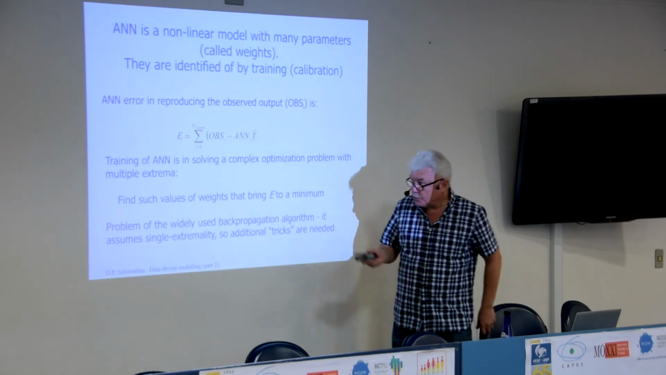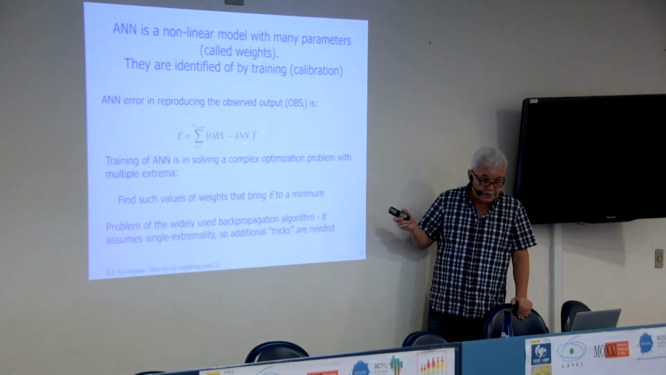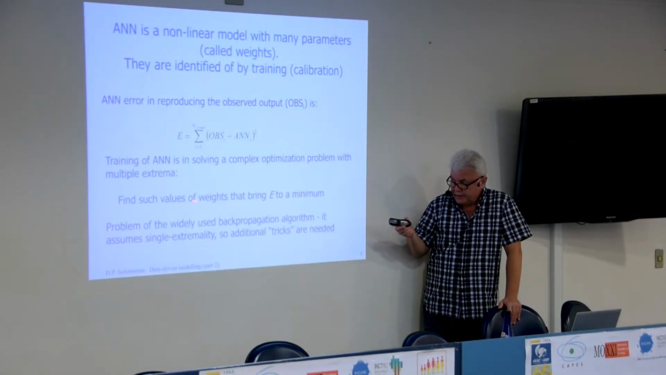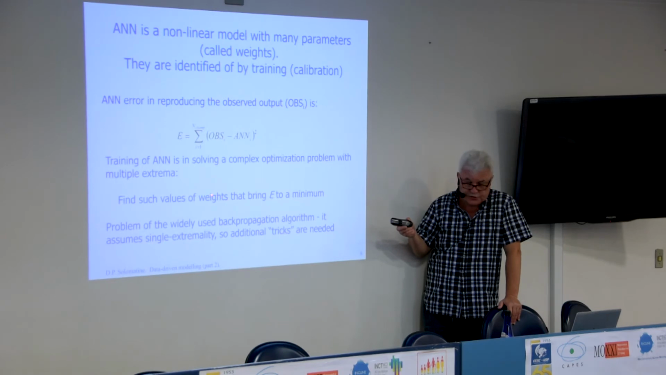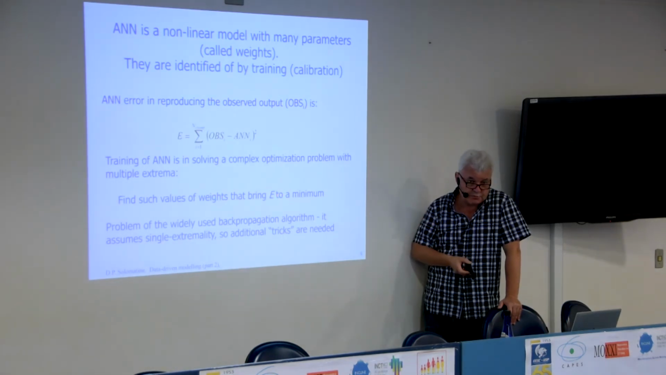So how do we find these weights? This is the error function. We use mean squared error. Okay, it's not a mean because we don't divide by the number of examples here, but fine. Anyway, we typically use squared error. And training a neural network is finding such values of weights, these coefficients, that would bring the error to a minimum. Same as in the linear regression model, if you remember. Same thing.